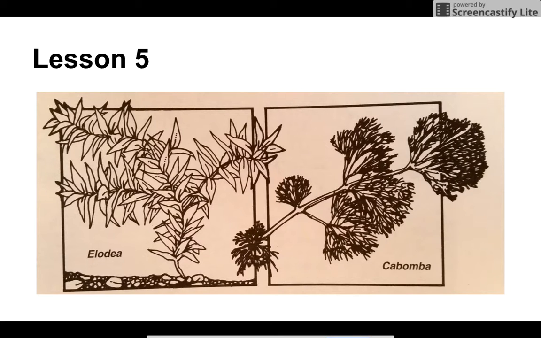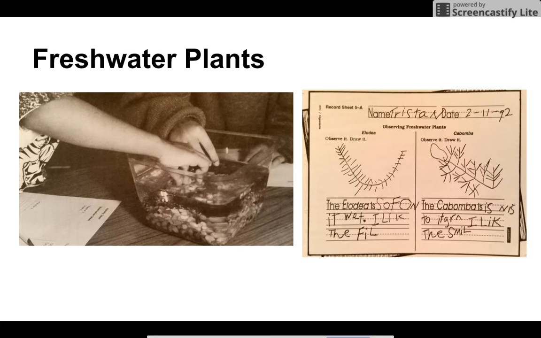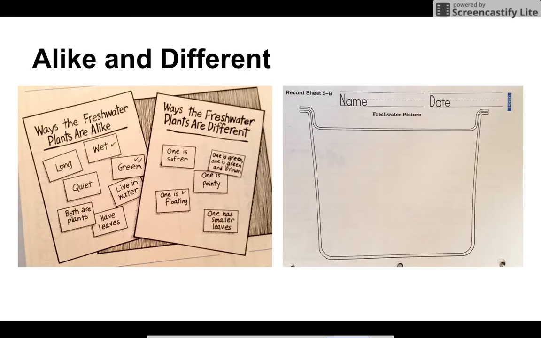Lesson 5 parallels Lesson 4, only this time students will observe freshwater plants. You can put the plants or pieces of the plants in clear cups with water so students can observe them close up. In Lesson 7, students will observe their first animal, a freshwater snail.